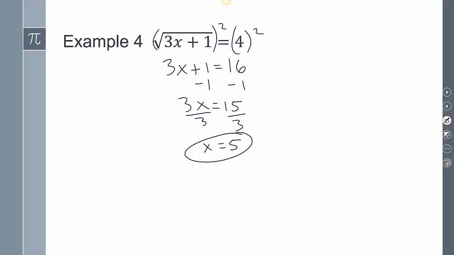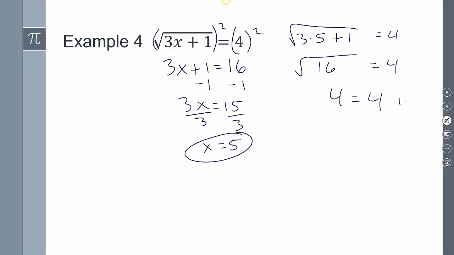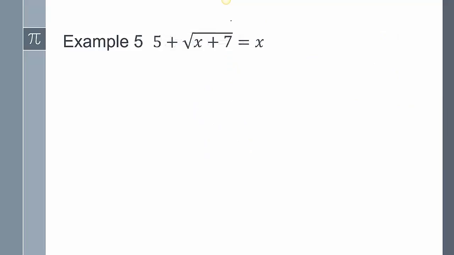So now I have to take that 5 and plug it back in. Okay, you got to take that 5 and you got to plug it back in. So plugging it back in, you're going to get the square root of 3 times 5 plus 1. Does that equal 4? So you're going to get the square root of 16 equals 4. 4 equals 4. So I know that works. And to do that, I use the principle of powers.